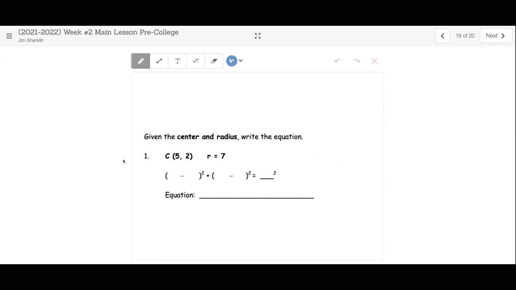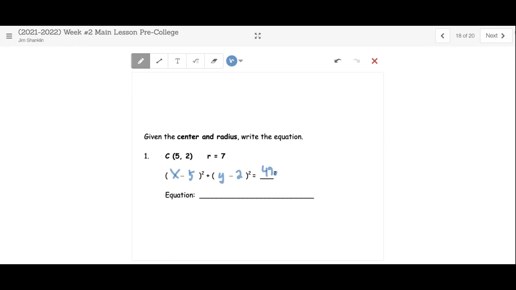Problem number 2 this week is going to look like this. It's going to be asking you questions about circles. Can you write an equation of a circle? Can you graph a circle? So in this problem, the center is 5, 2. The radius is 7. So I would just go x minus 5 squared plus y minus 2 squared is equal to 49. I would get rid of that, and that would be my equation.